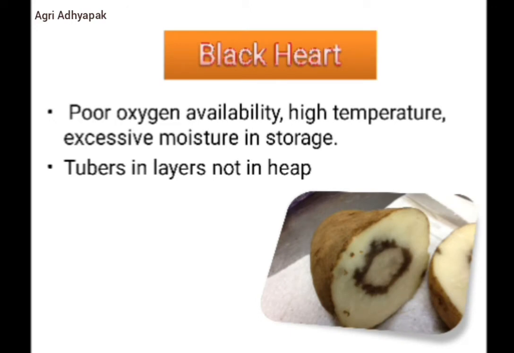And black heart: poor oxygen availability, high temperature and excess moisture in storage conditions lead to the development of black circular tissue damage inside the tuber. To avoid this, we have to store the tubers in layers, but not in a large dump, which means a heap.